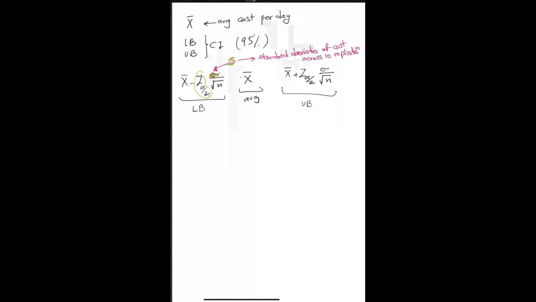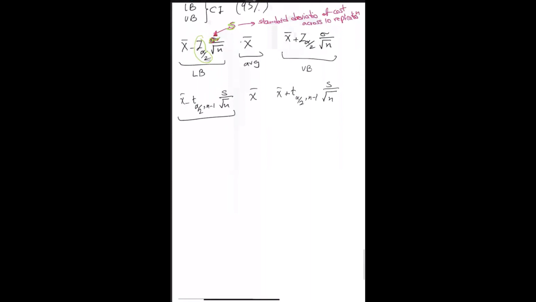So if I replace sigma by S, then the formulation for the confidence interval is that the lower bound is going to be x bar minus t times S over square root of n, and the upper bound is going to be x bar plus t times S over square root of n. So this is the new formula for the lower bound, and this is the new formula for the upper bound. And this is the same average that we have.